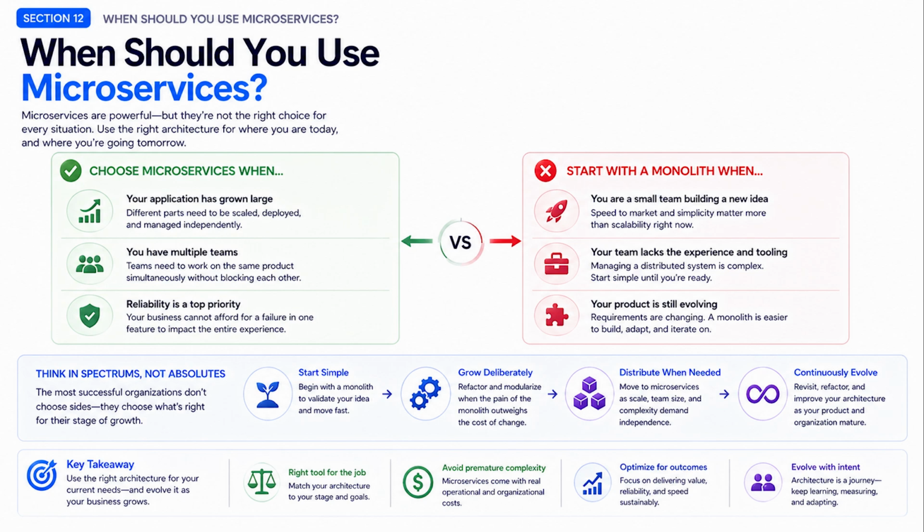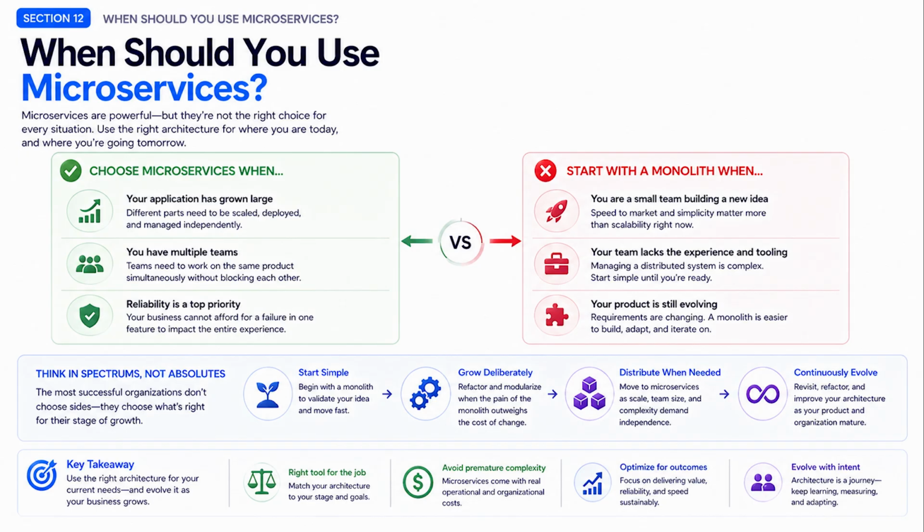The most successful organizations treat this as a spectrum, not a binary choice. They start simple, grow deliberately, and move to a more distributed architecture only when the size, scale, and complexity of their product makes it genuinely necessary.